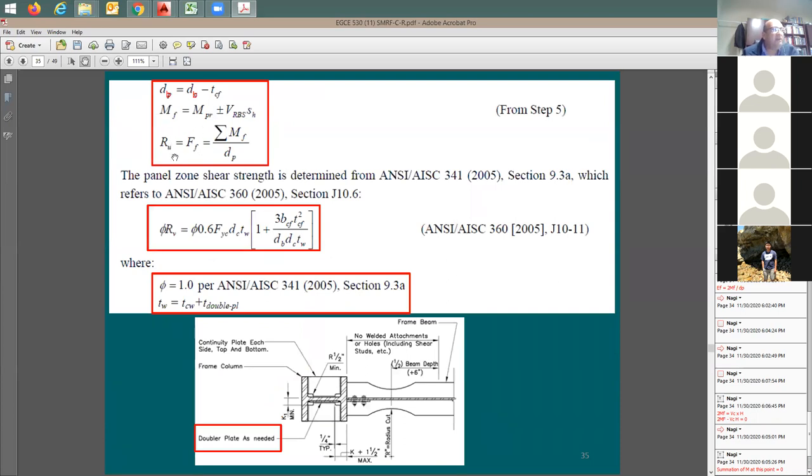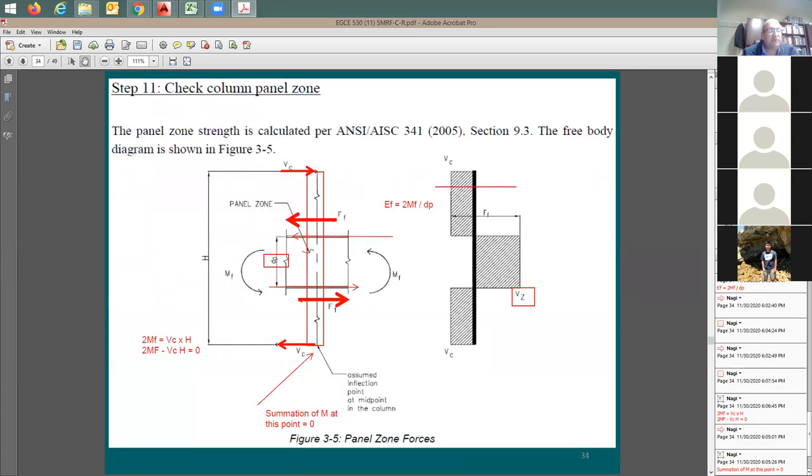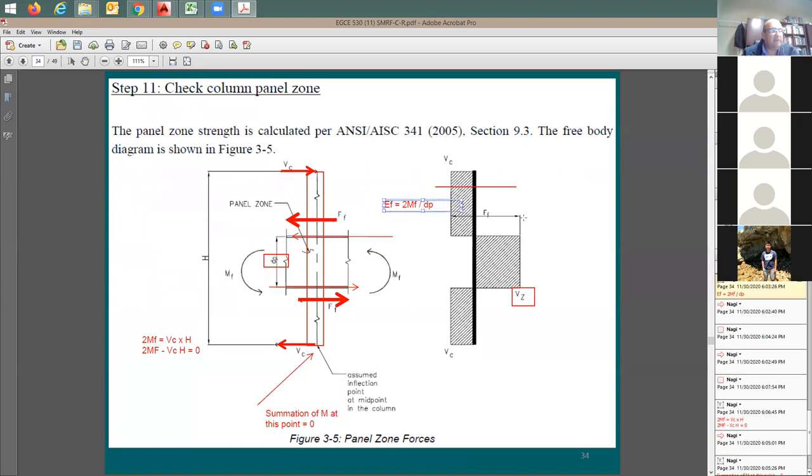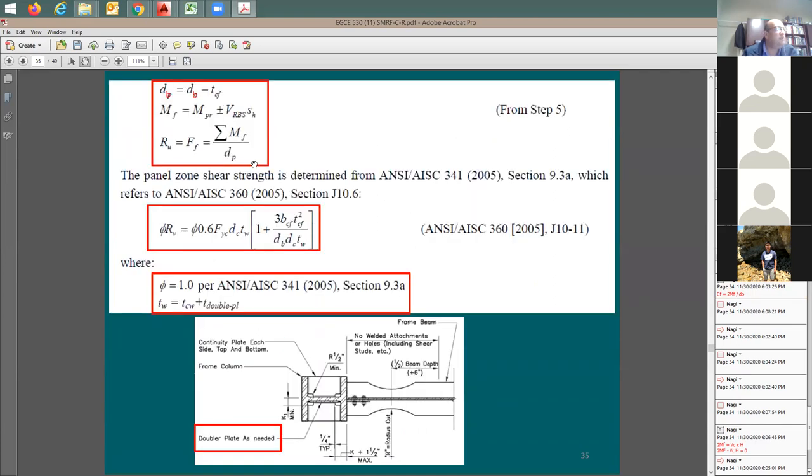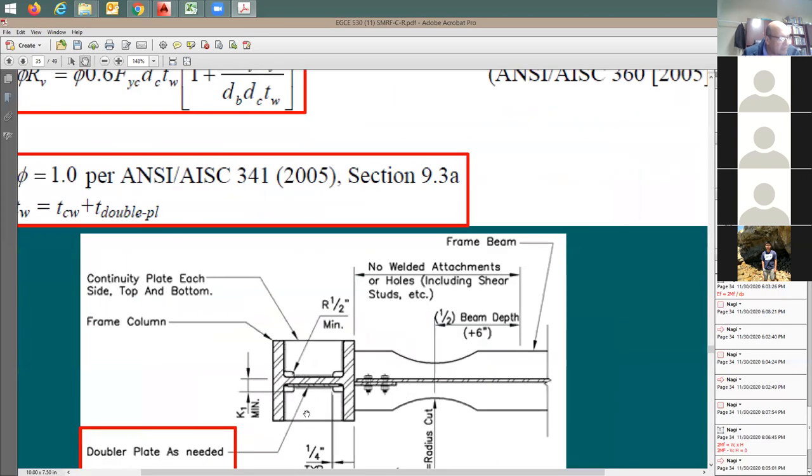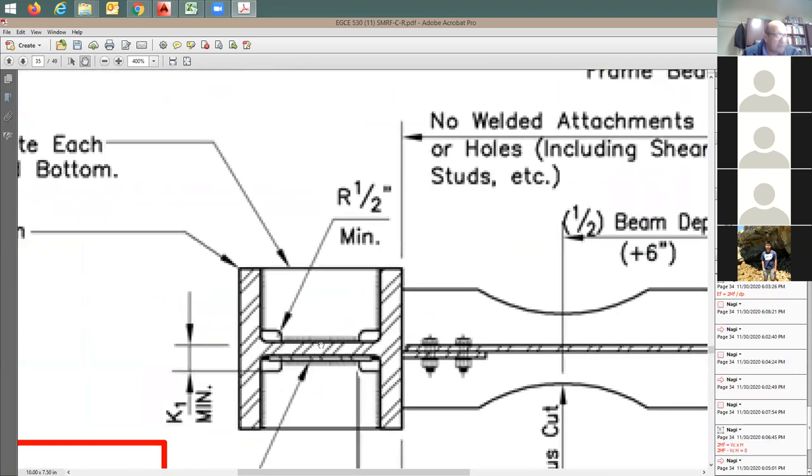Now, after you find R sub U, R sub U is going to be equal to the total force. So according to this document and this example, this is going to be the shear demand. It's F sub F, which is the same as R sub U. Now you need to find out the strength of the panel zone. And just so you know, the Doppler plate is this little plate that you add to the column web.